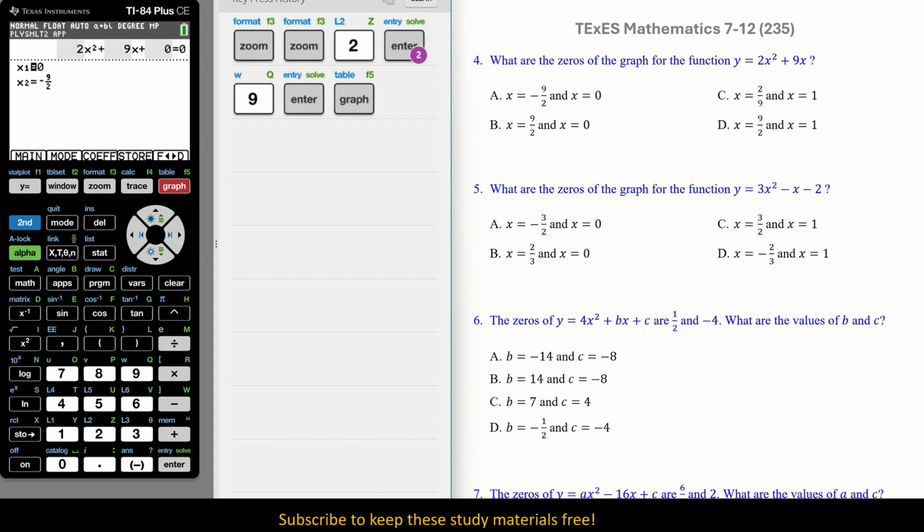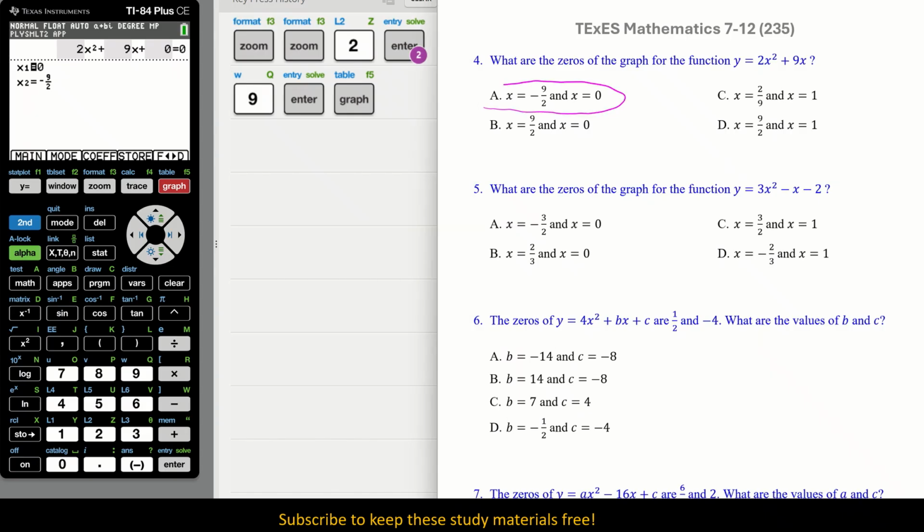One of our values should be 0 and the other one should be negative 9. Well, we only have one option with a negative, not negative 9, negative 9 over 2. I apologize for that. So obviously option A is our only option. As you see C, if you don't look close, you'll notice it's a reciprocal, so that's not going to work. And these other two, they're positive. So obviously A is the best option.